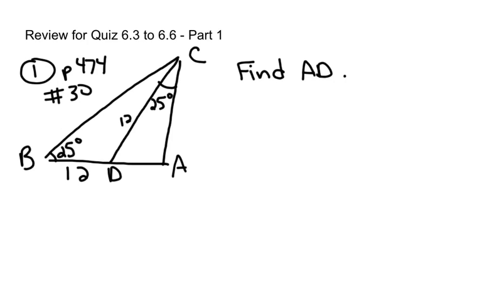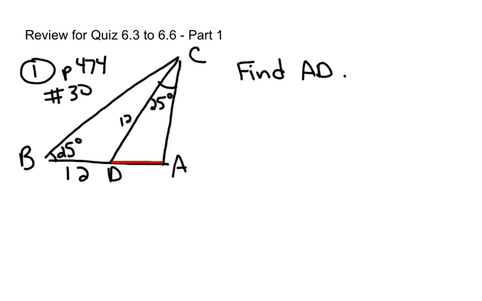This is the review for quiz 6.3 to 6.6 part 1. On page 474, number 30, this is a problem we ran across in the homework where they gave you this triangle with the given information and they wanted you to find the length of AD. So they want you to find this length down here.